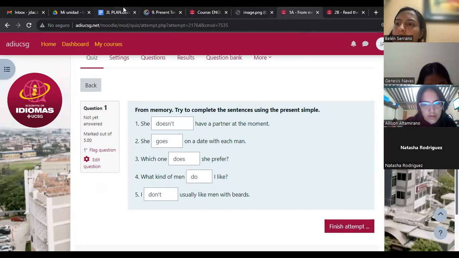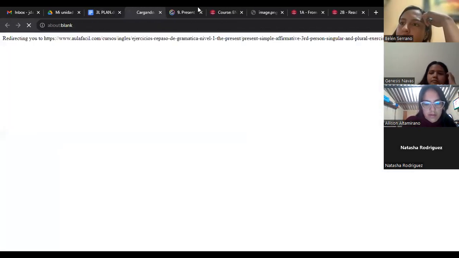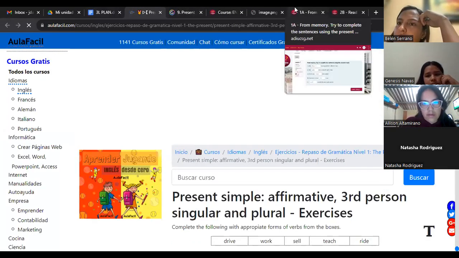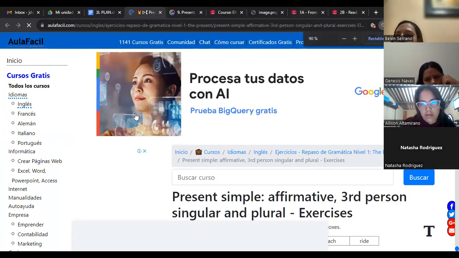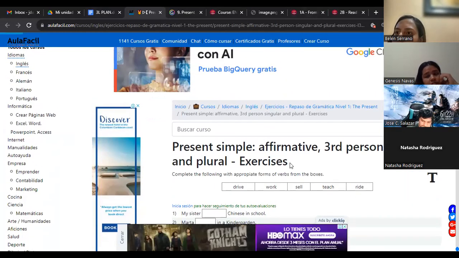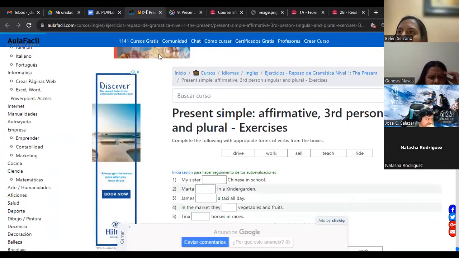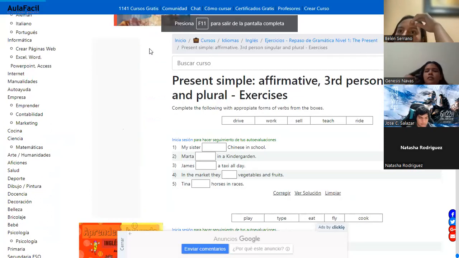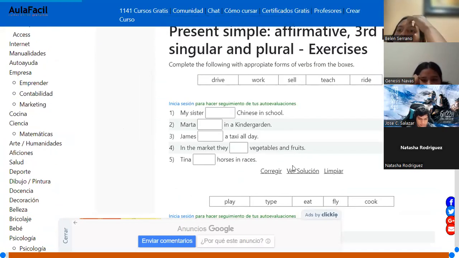Okay, guys, so with this activity, we are remembering what we checked on Thursday. Remember that we are checking the simple present, affirmative, negative, and also the questions. We are going to check some rules for the third person. Now you are going to help me do this activity.